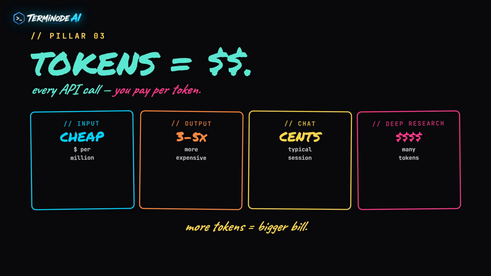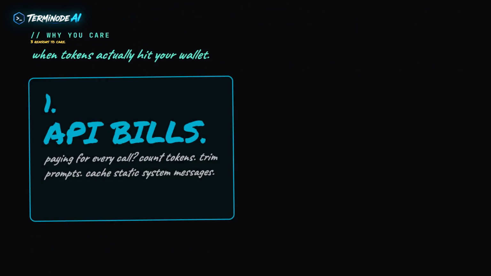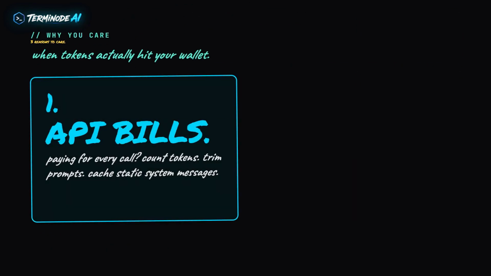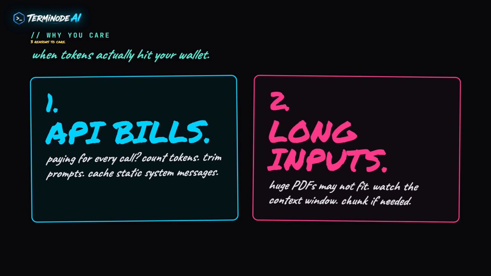Why does this matter to you? 3 cases. 1. You're paying for API calls. Count tokens, optimize prompts. 2. You're sending long inputs. A 200-page PDF might not fit in the model's context window. 3. You want faster answers. Fewer tokens in means faster response out.